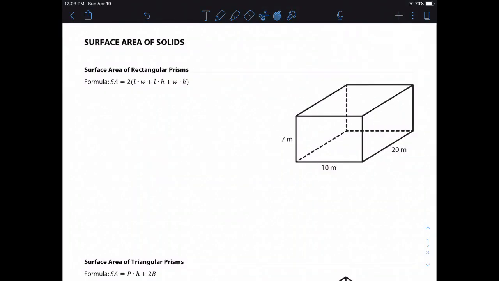So let's get started. The first thing I want to do is talk to you about what we're going to do this week, and it's called surface area of solids. Solids is just a fancy word for a 3D shape. Everything we're going to talk about this week and next week is considered a 3D shape, but we're going to call them solids.